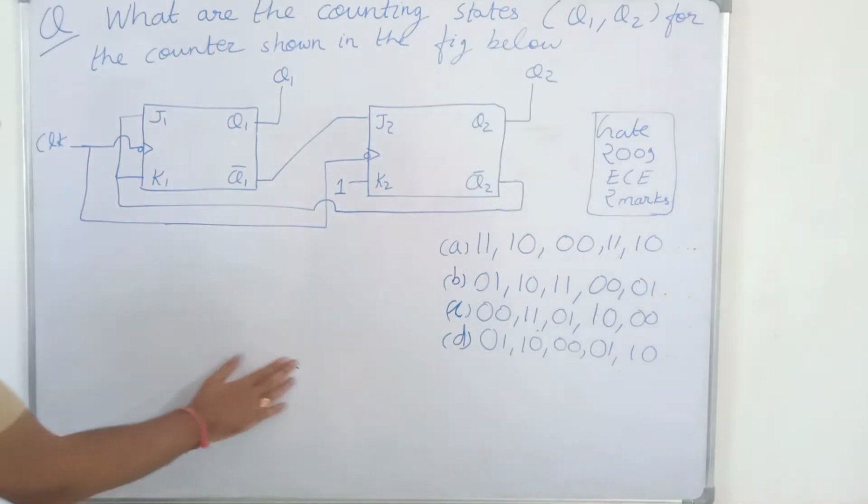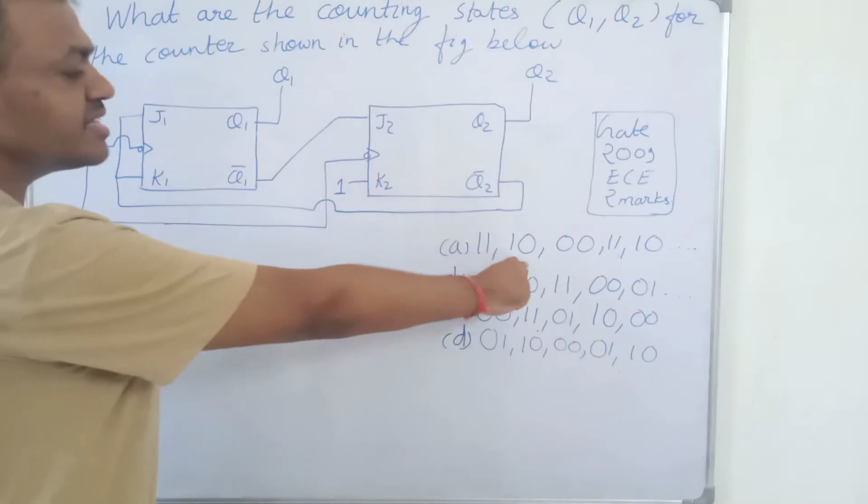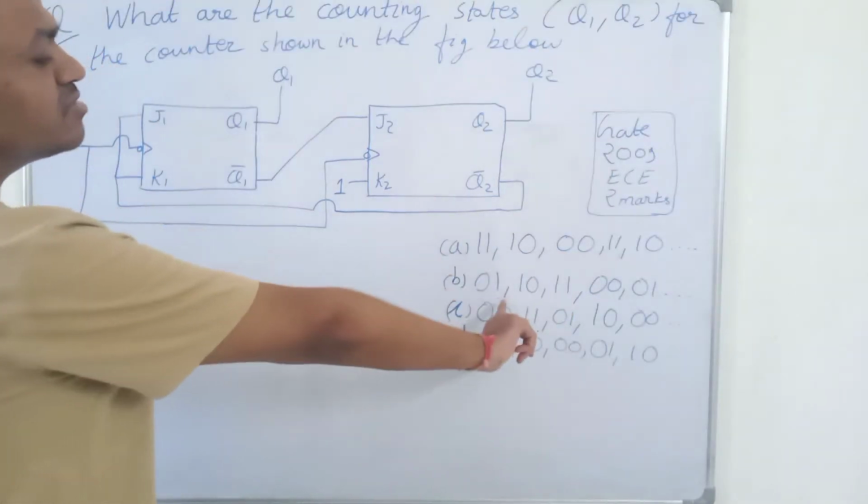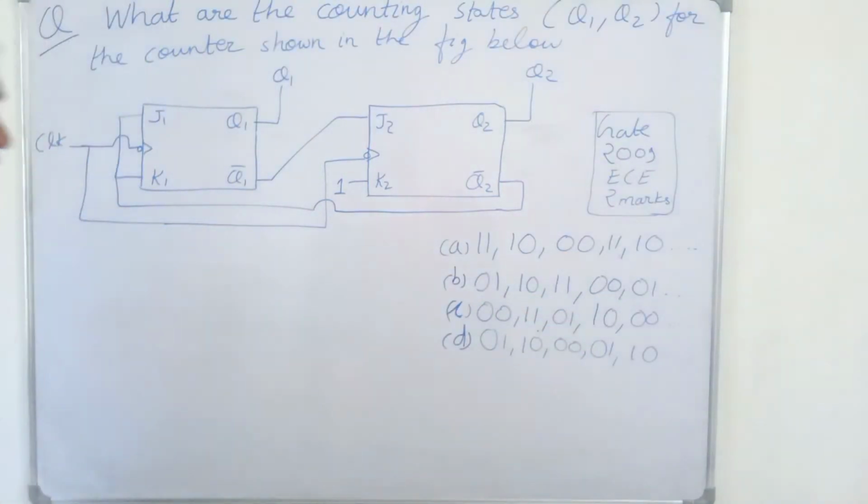So the states are 1 1, 1 0, 0 0, 1 1, 1 0, 0 1, 1 0, 1 1, 0 0, 0 1, 0 0, 1 1, 1 0, 0 1, 1 0, 0 0, 0 1, 1 0, and so on.